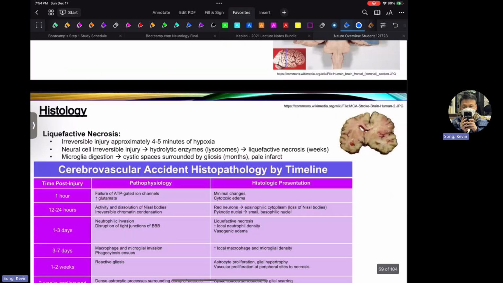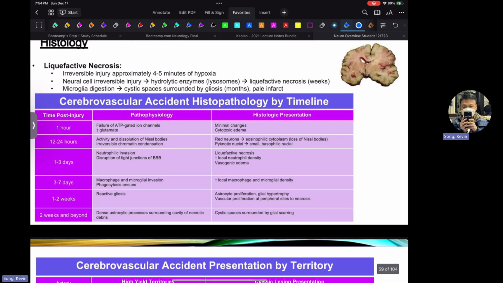Then depending on that, you have to treat. And this is a very, very important table, along with the MI timeline. First 1 to 3 days, neutrophil stage. After that, macrophage stage. And then after that, reactive gliosis. And then after that, it's kind of an autoimmune thing. So this timeline is very, very important. It will come out in the exam.